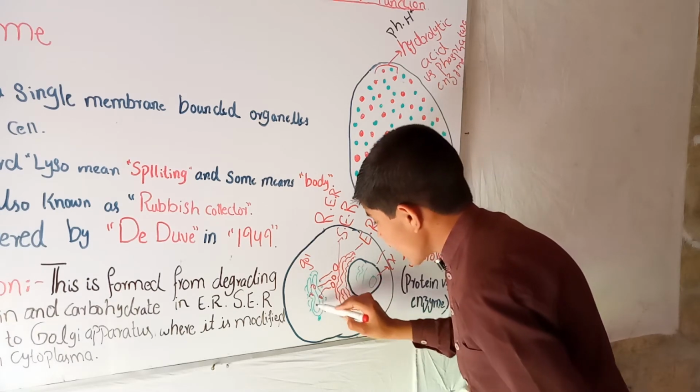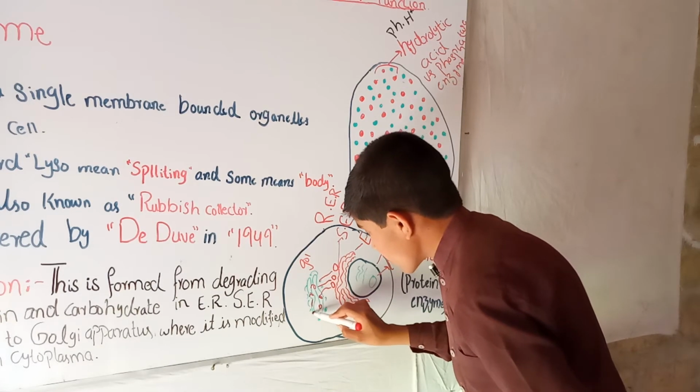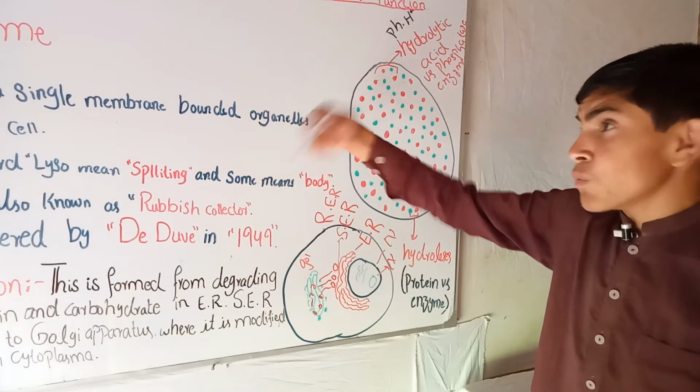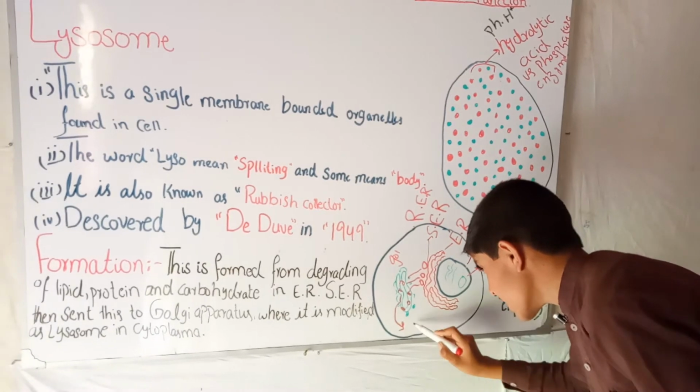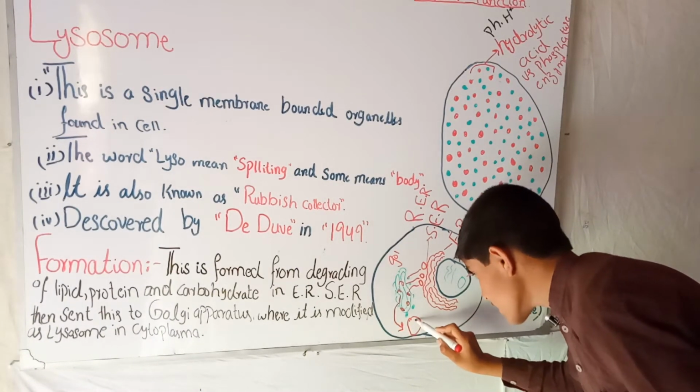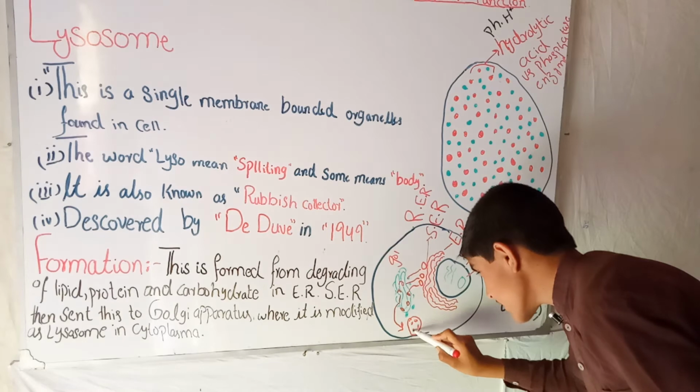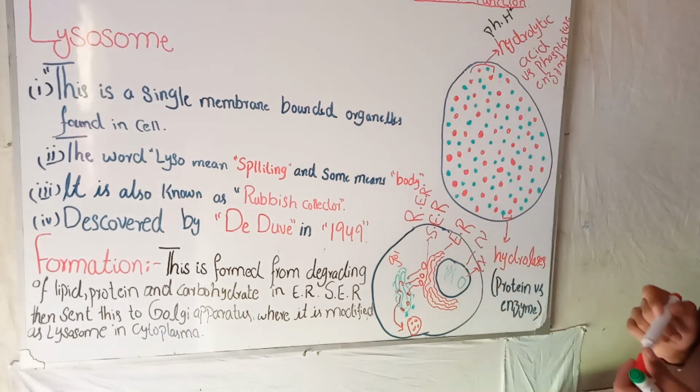so they are modified in these membranes into another form which we call a lysosome. So they come out as a structure like this. Okay, you can see here, this is the structure of a lysosome.